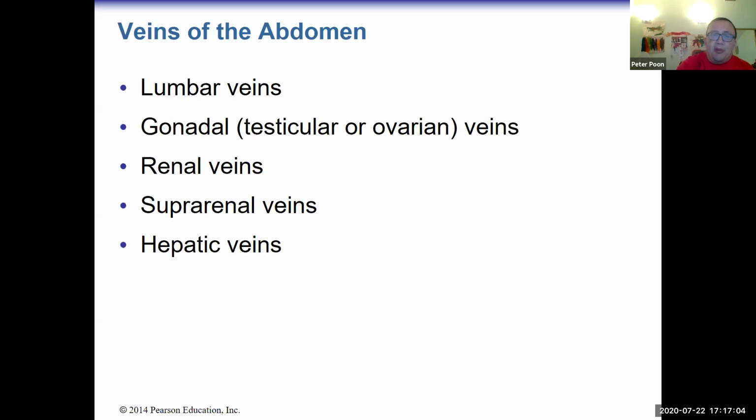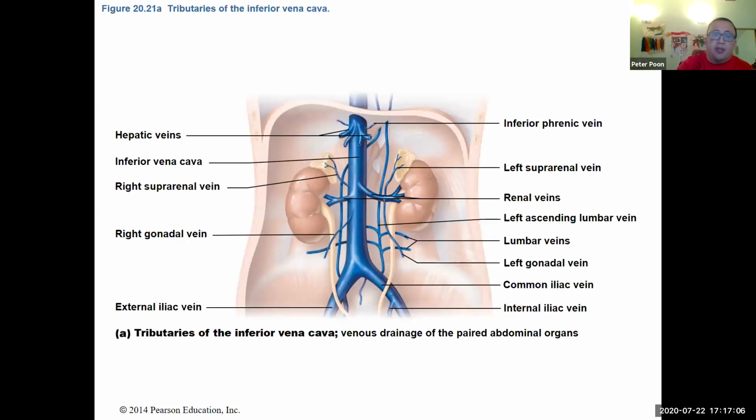The veins of the abdomen, again, this is pretty straightforward. These are the renals, right? They match the renal arteries. The external iliacs match the internal iliac veins. This here is the inferior vena cava.